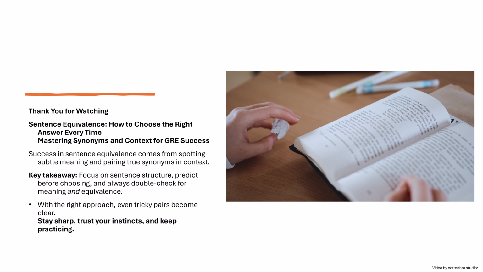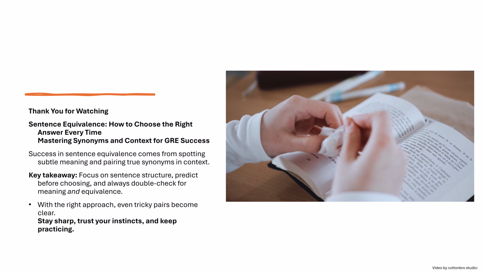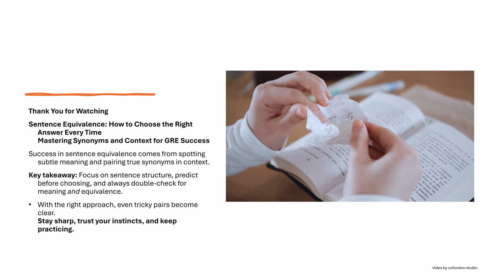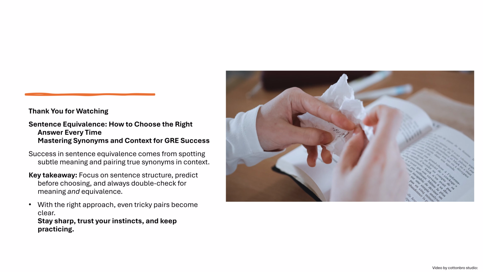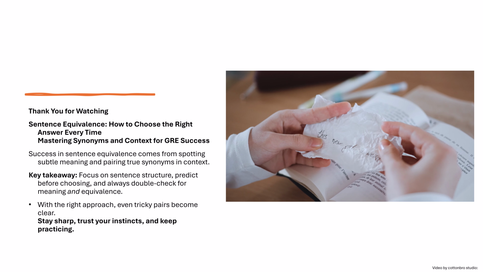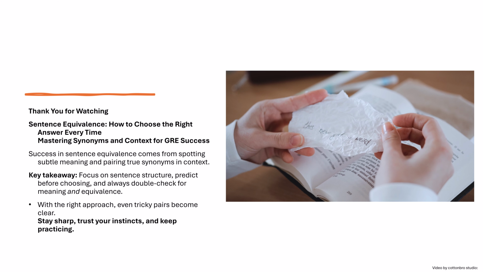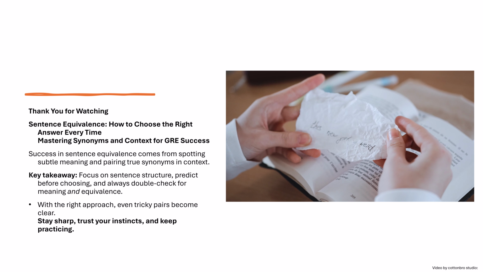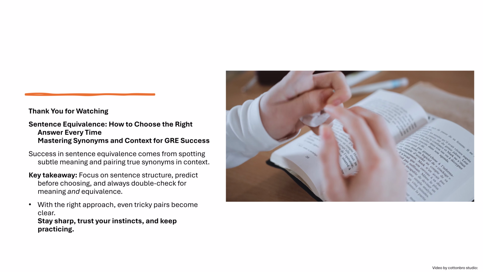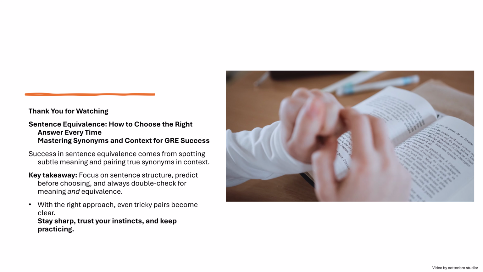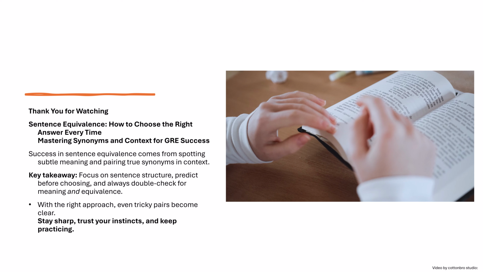Thank you very much for watching this video about sentence equivalence, how to choose the right answer every time, mastering synonyms and context for GRE success. Success in sentence equivalence comes from spotting subtle meaning and pairing true synonyms in context. The key takeaway in this video is to focus on sentence structure, predict before choosing, and always double check for meaning and equivalence. With the right approach, even trickier pairs become clear. Stay sharp, trust your instincts, and keep practicing.